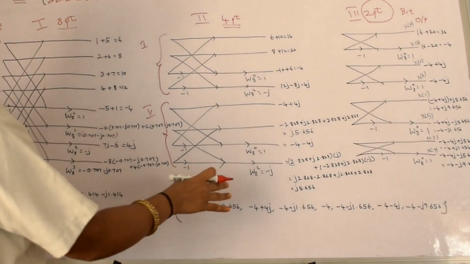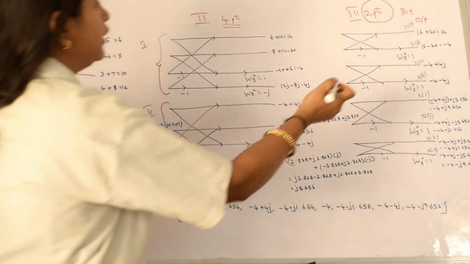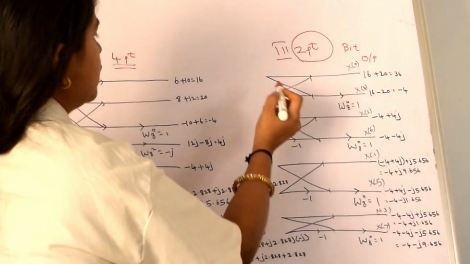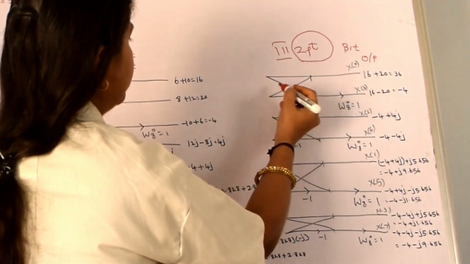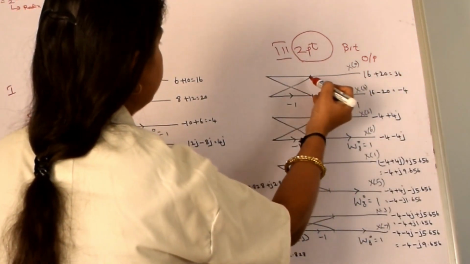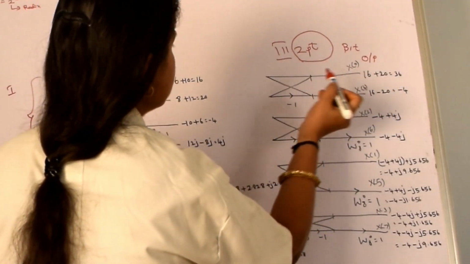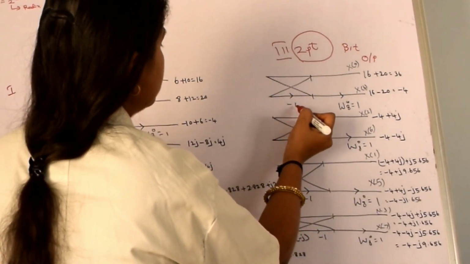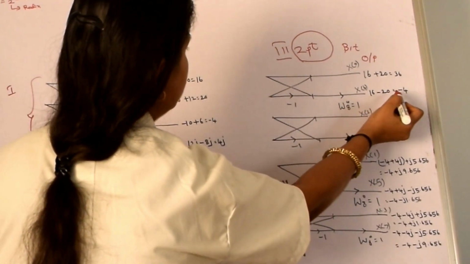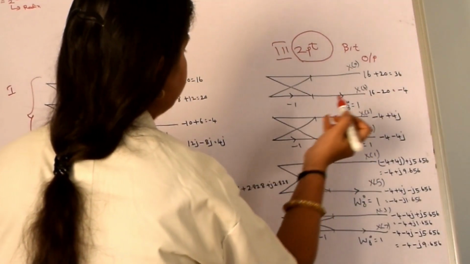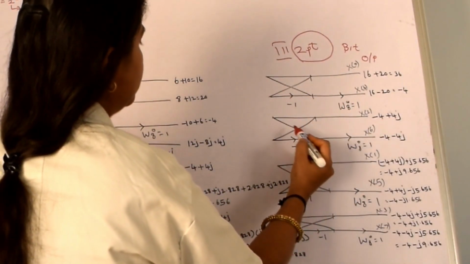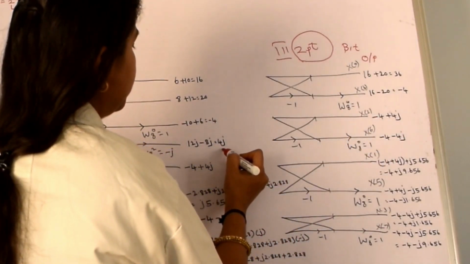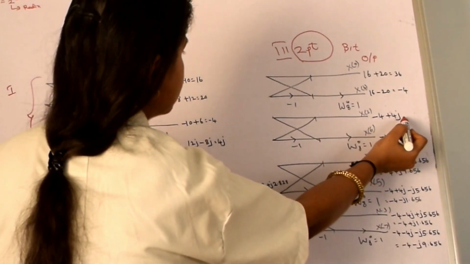So this is your second stage of your DIF FFT, and your third stage has four 2-point DFTs. In the first 2-point DFT you will have 16 plus 20 is 36. For the second one, 16 minus 20, you have -1, so 20 into -1 is -20, and your answer is -4. In the second 2-point DFT, your first input is -4 and the second one comes from here, plus 4j, so your answer is this.